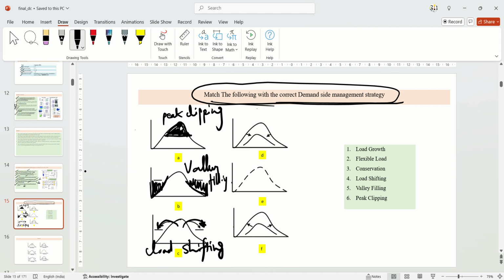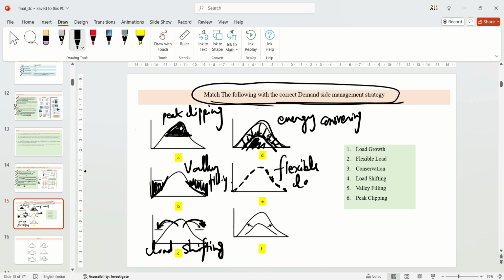Next, if you can see, it's conservation. Means you are conserving the overall energy. So this is currently the energy state, and this was the initial one. So this is a kind of energy conserving. Next is the flexible load. Means you can operate any of the load at a particular time. That flexibility you have in the system. Okay, so this is the flexible load. And next, if you can see, the load was initially like this and you are increasing the load. So this is a kind of load growth.